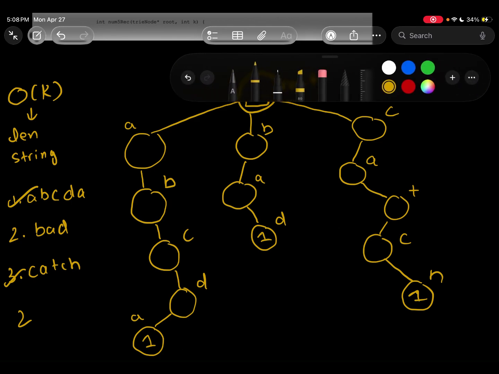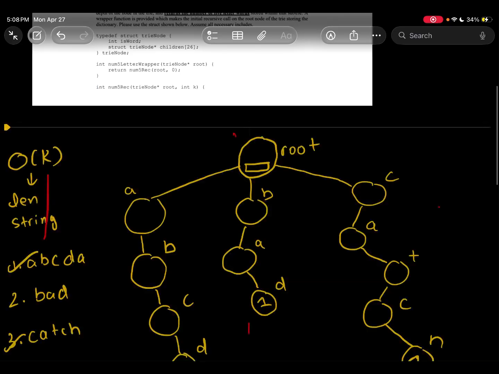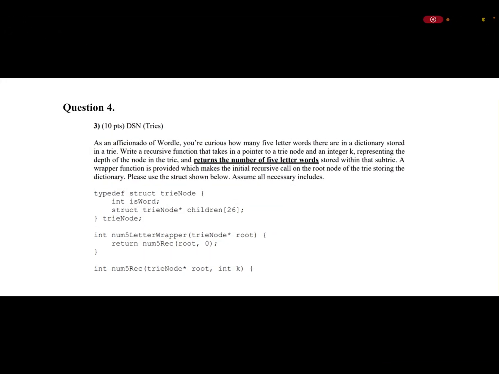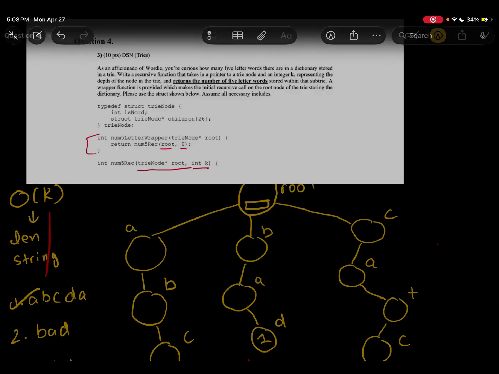So first of all, we check the root node. We check if the root node is null or not. If the root node is null, we can just return the value of 0. This function takes in 2 arguments, which is the concept of your wrapper function. Get good with this because they might hit you with this in the FE. We're passing the root and the value of 0, which is just k. So k starts from 0, and this will help us later on.